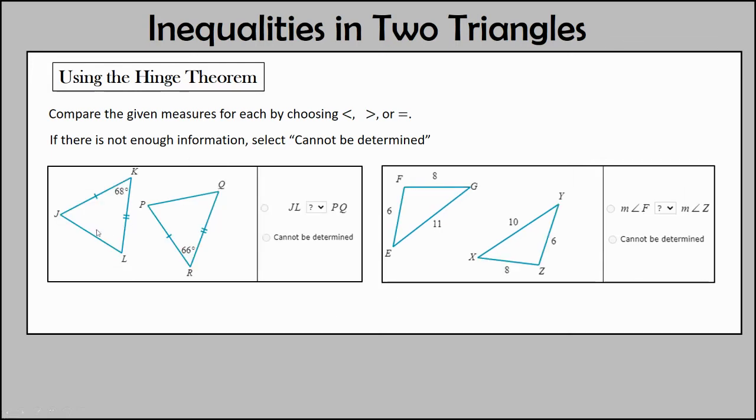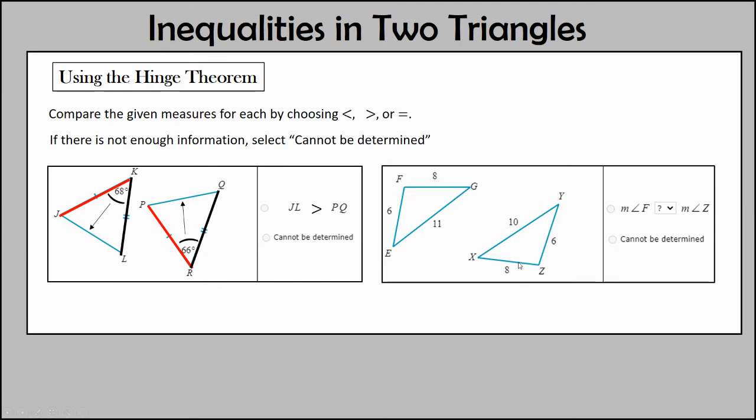Another example here. Okay, so you look and it's given to you, right? They're giving you markings. So JK and PR are the same length. KL and QR are the same length. So there's our hinge, right? There's our hinge, there's our hinge. So the side across from the 68 has got to be bigger than the side across from the 66, right? So JL has got to be greater than PQ.